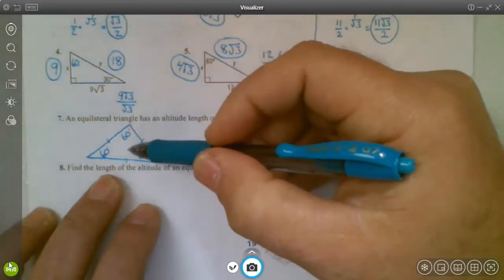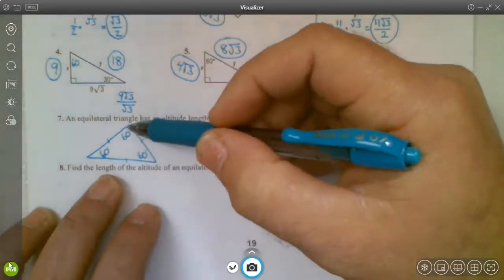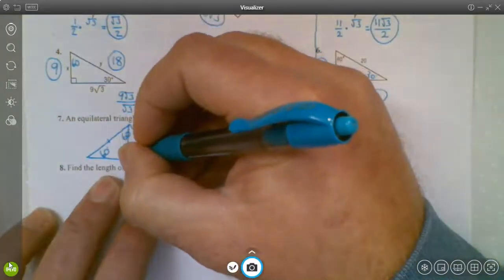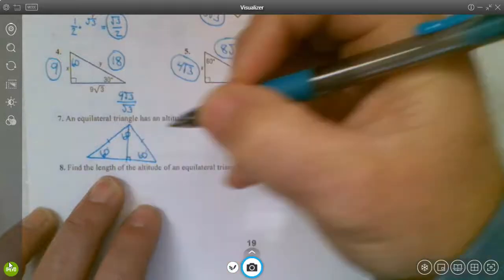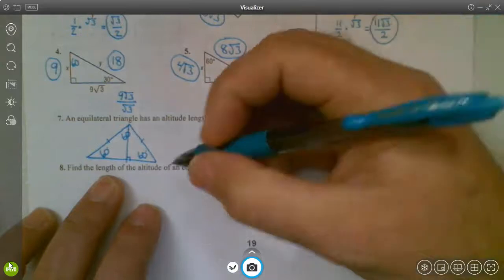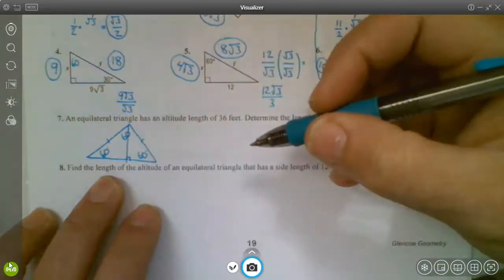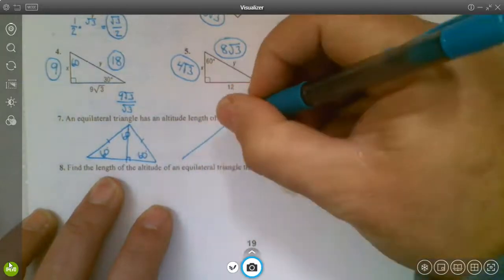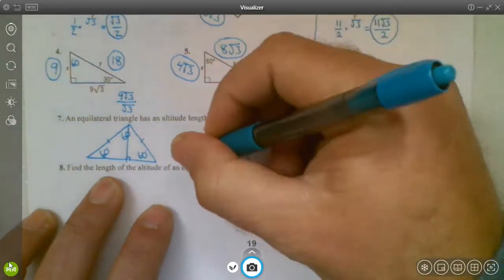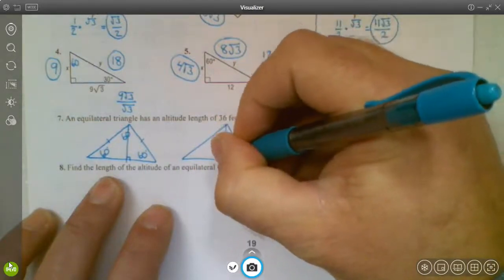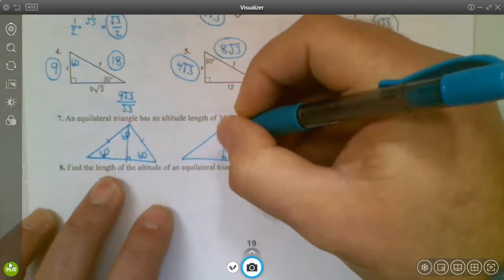When I draw in the altitude, so when I draw in the line from the top so that it is perpendicular to the base, a couple things happen here. It splits that 60 in half. So we get this look right here. So when I draw in this altitude, it splits my 60 in half.